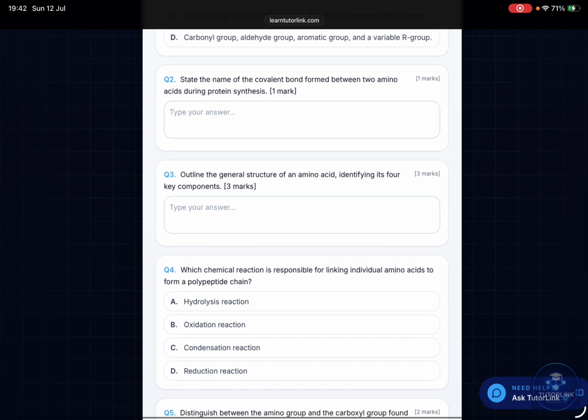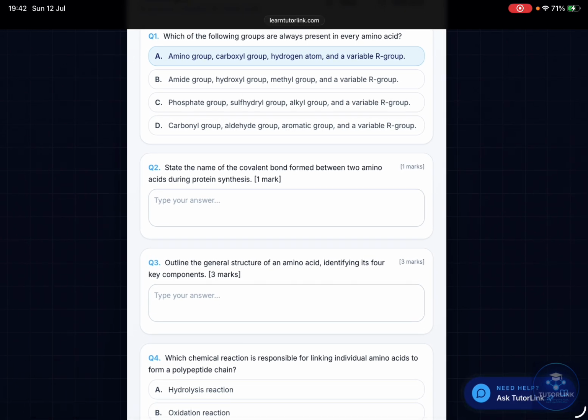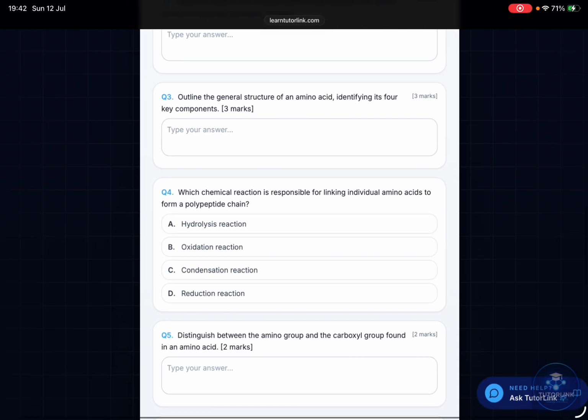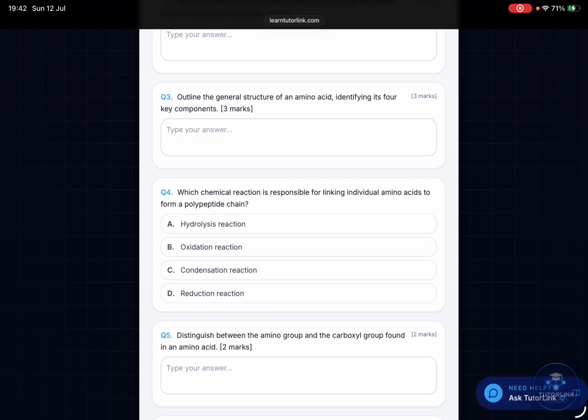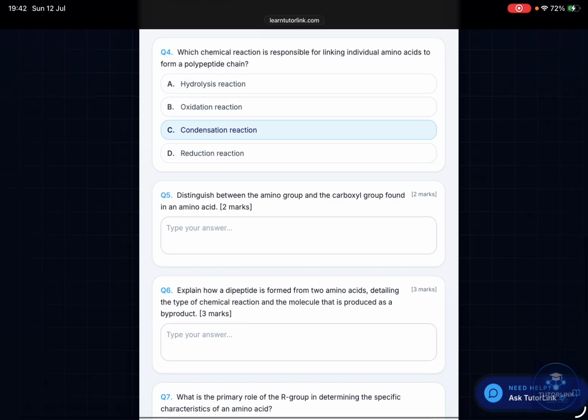Outline the general structure of an amino acid, identifying its 4 key components. For this sort of question, it would be better to draw the structure, but we know it's going to be the amino group, the NH2, then the hydrogen atom and the R group, and then the carboxyl group. Which chemical reaction is responsible for linking individual amino acids to form a polypeptide chain? That's a condensation reaction. Then distinguish between the amino group and the carboxyl group. You just need to describe the structures: the amino group having 2 hydrogens and the carboxyl group having a double bond to oxygen and then an OH group.